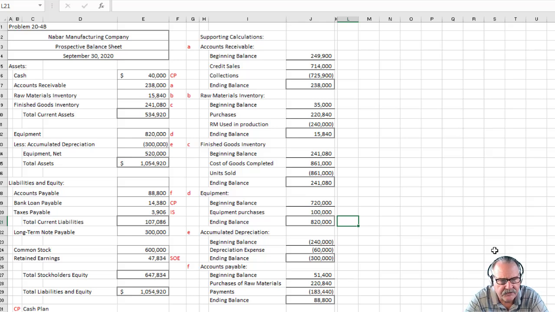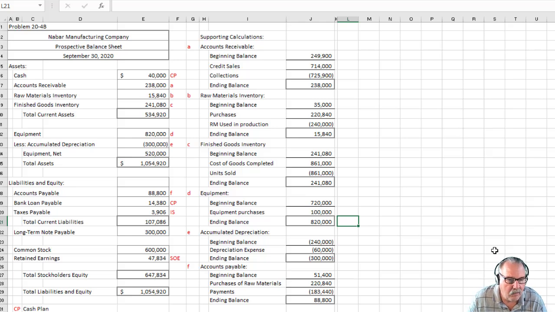This is schedule marked with a D. We also had $240,000 in accumulated depreciation at the beginning of the quarter, the end of June. And during the quarter, we charged another $60,000 in depreciation expense. So when we add that all up, we get total assets of $1,054,920.